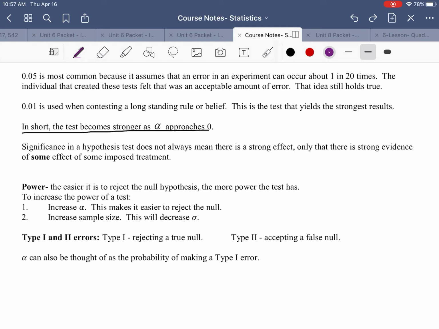Type 1 and type 2 errors. Type 1 is rejecting a true null. We reject something that's true, not a good thing, so an error. Accepting a false null, not a good thing, so an error. The worse of the two is the type 1, because the null hypothesis is the long-standing rule or belief. If you reject a long-standing rule or belief, basically something that society might be built on, you better have good reason for it.